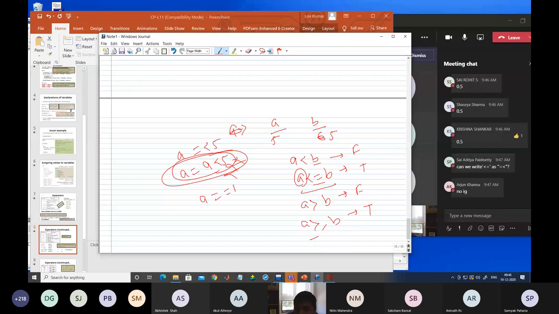A double equal to B will check the value. When the values are the same, it will return true. Otherwise, it will return false. A not equal to B will return true when the values are not the same, and it will return false when the values are the same. So this is a simple one.